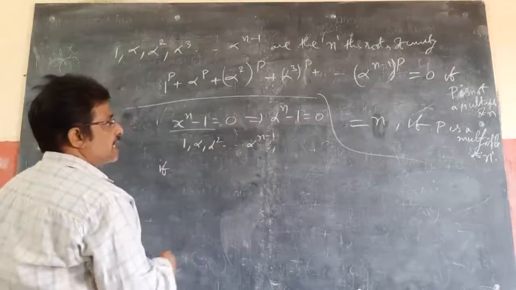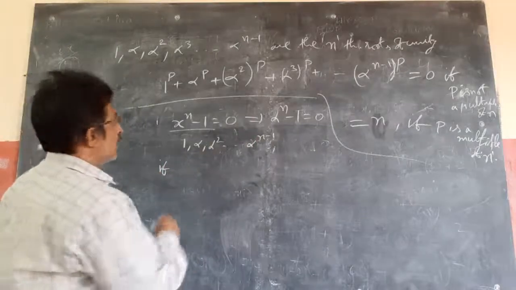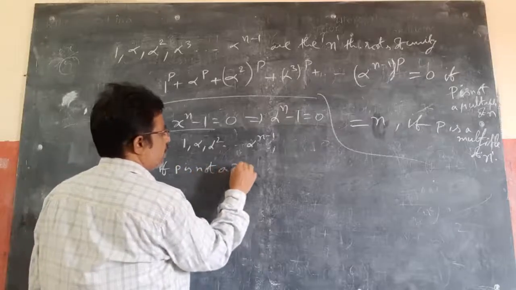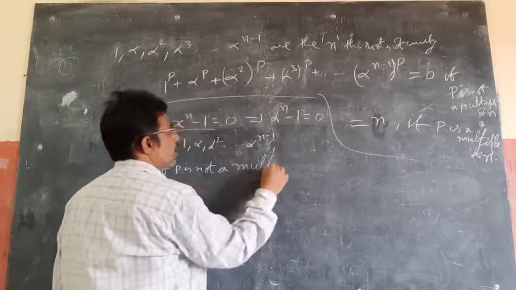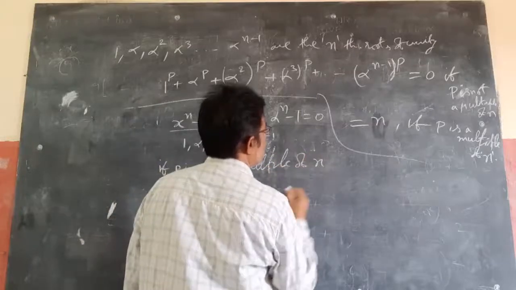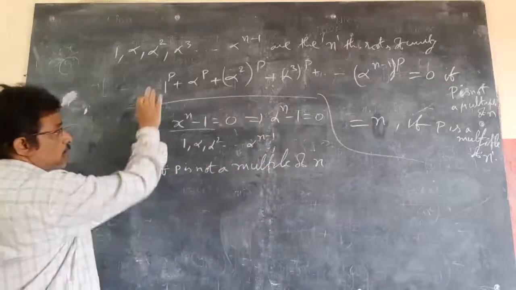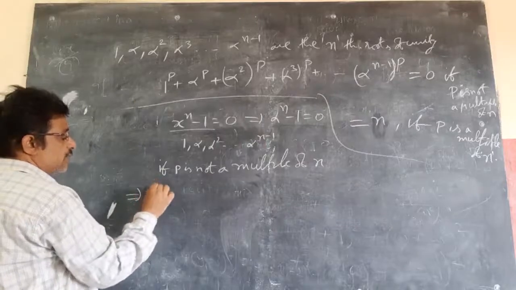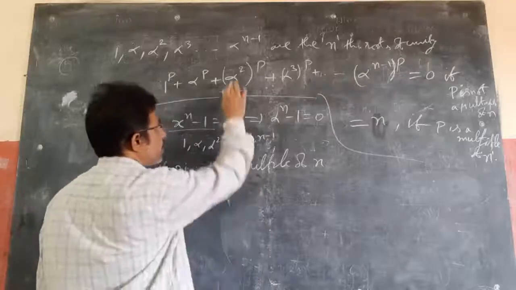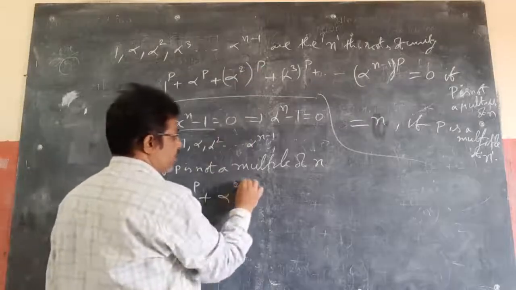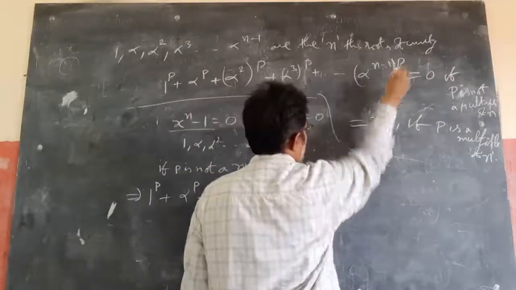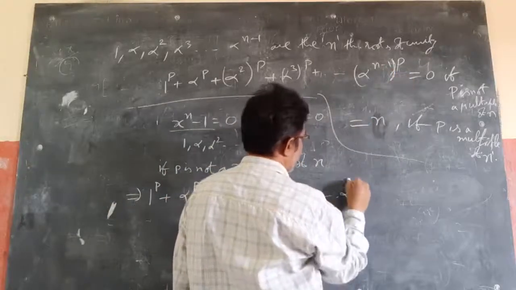If p is not a multiple of n, what happens to the LHS? This is 1 power p plus alpha power p plus alpha square whole power p, which means alpha power 2p, alpha power 3p, and so on, up to alpha power n minus 1 whole power p.